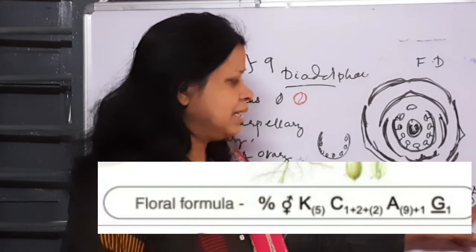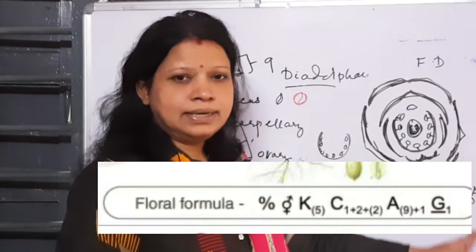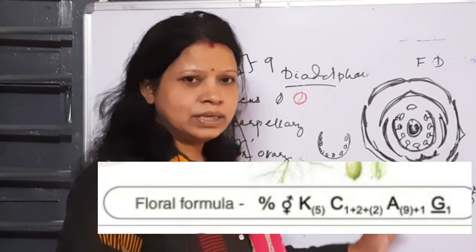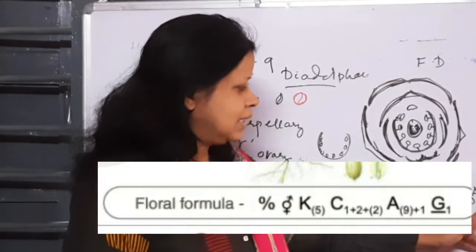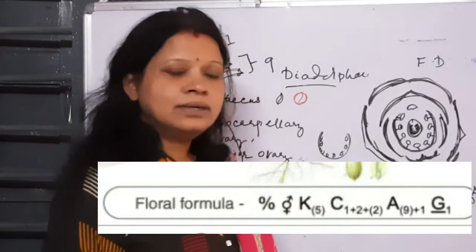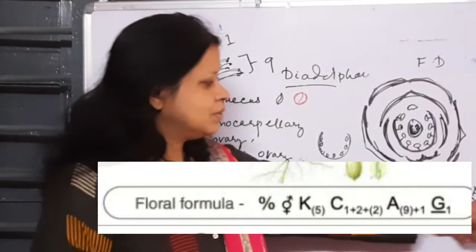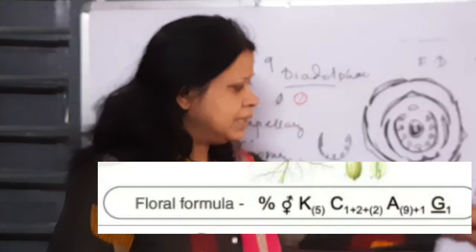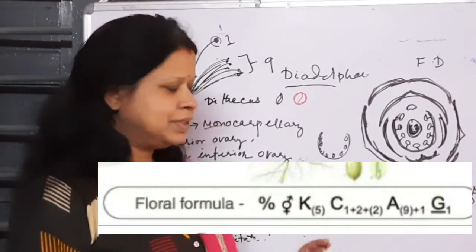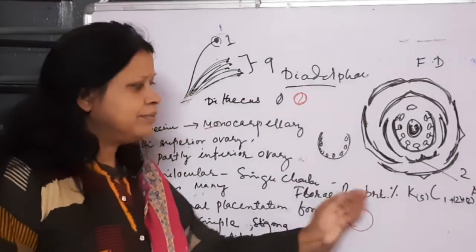Then number of stamens 10, but they are arranged in two groups, 1 plus 9. So the 9 is bracketed. Then number of carpel 1, so G1, superior ovary, so there is a bar below G. So this is the floral formula.